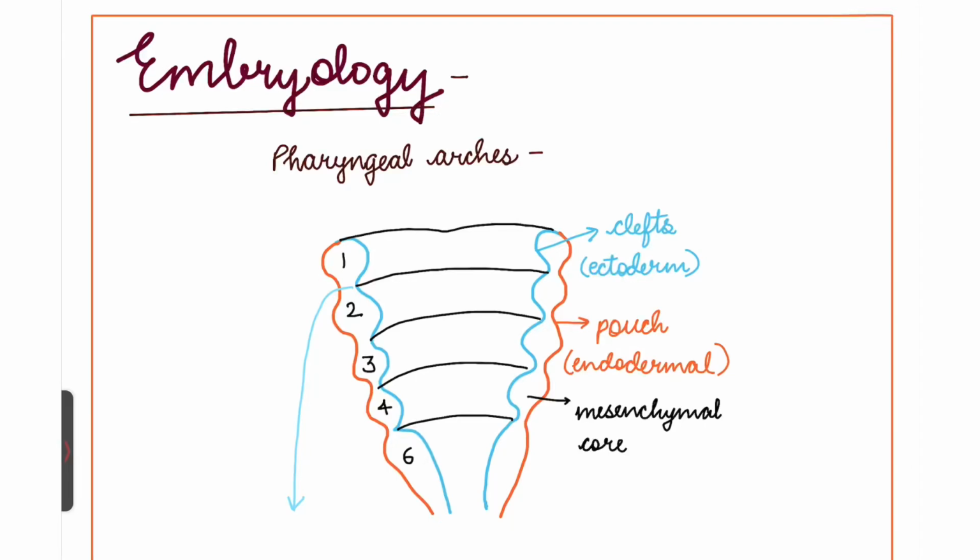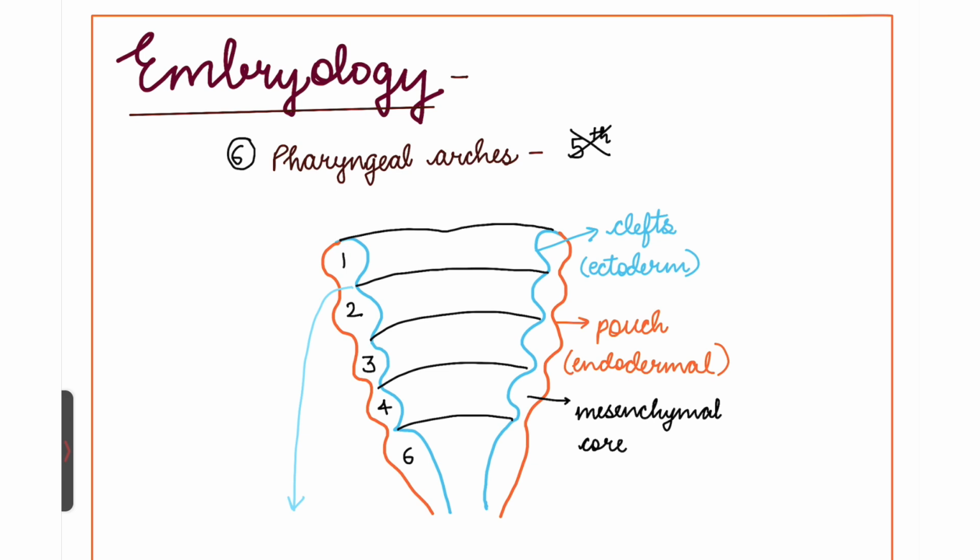Hello, let's understand the embryology of the pinna. The story starts with six pharyngeal arches. They are also known as the brachial arches. With time, the fifth brachial arch regresses. Then we are left with just five arches, that is the first, second, third, fourth, and sixth arch.